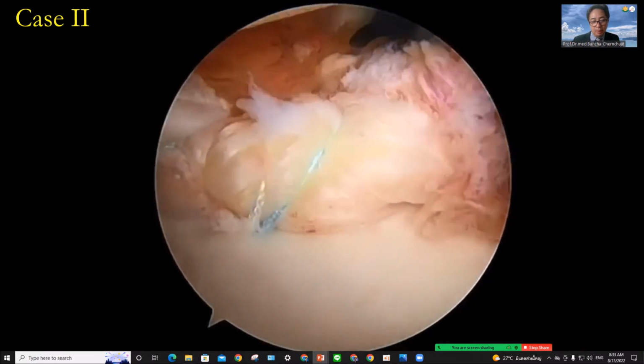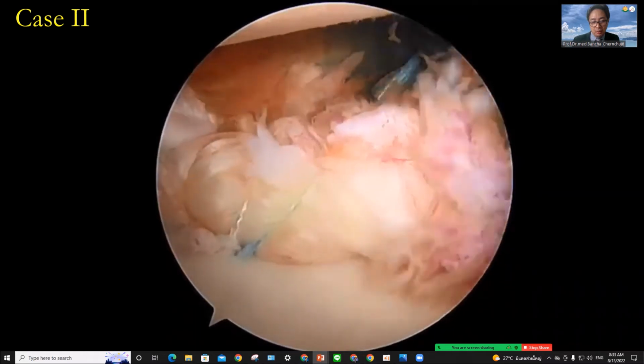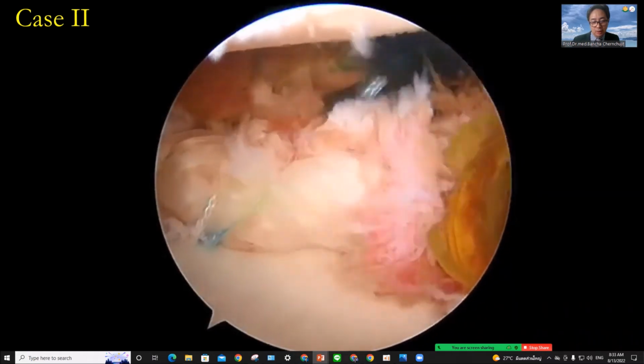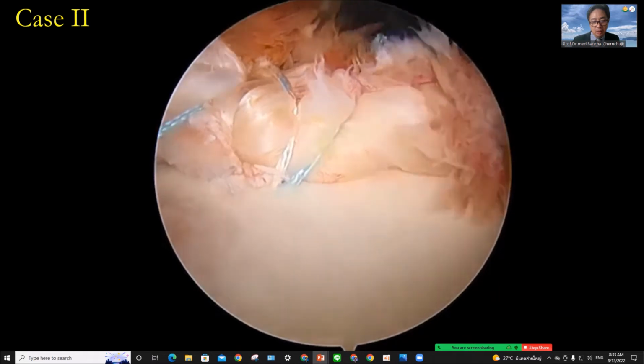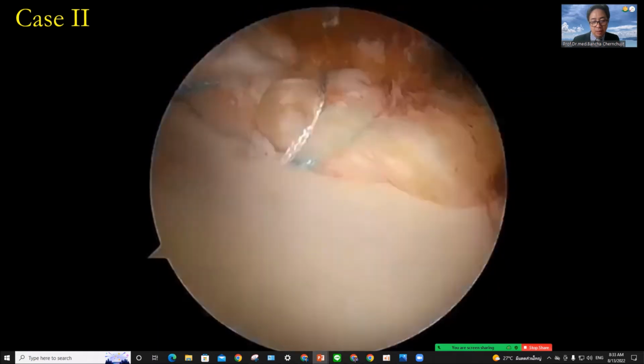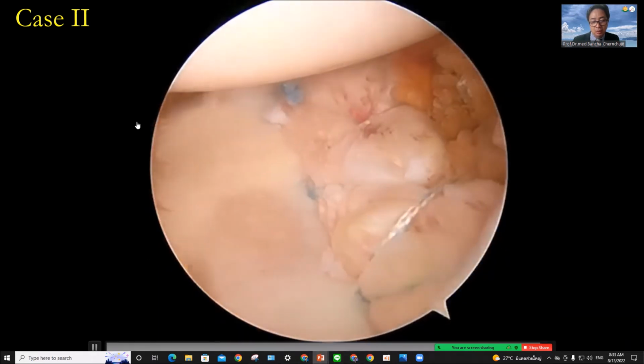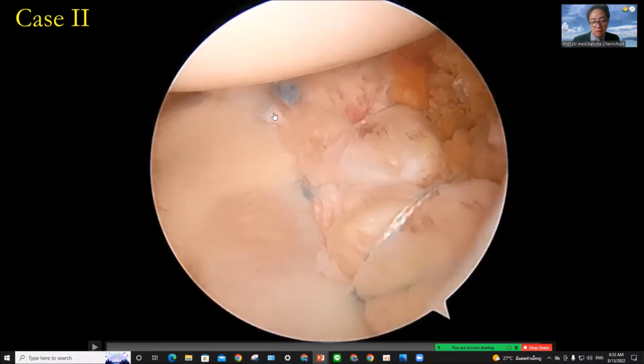So most of the time I have 3 double load anchors. Okay, see that after the repair, it looks very stable. Okay, if you look at this, it's a bit over reduction, right? It looks like over reduction, but don't worry. After you release the traction, the head will mold this fragment to make it flat.